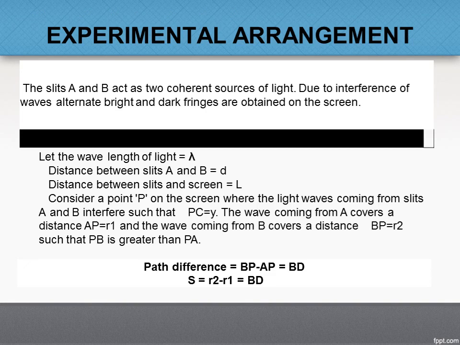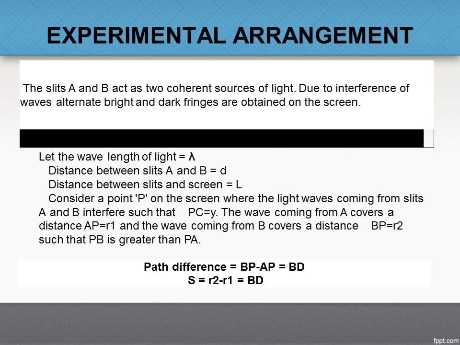Experimental arrangement. The slits A and B act as two coherent sources of light. Due to interference of waves, alternate bright and dark fringes are obtained on the screen. Let the wavelength of light be lambda. Distance between slits A and B is equal to small d. Distance between slit and screen is equal to L. Consider a point P on the screen where the light waves coming from slits A and B interfere such that PC is equal to y.